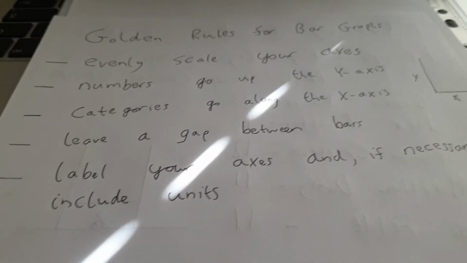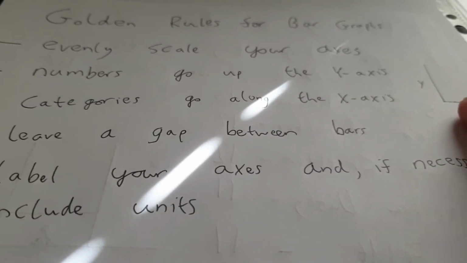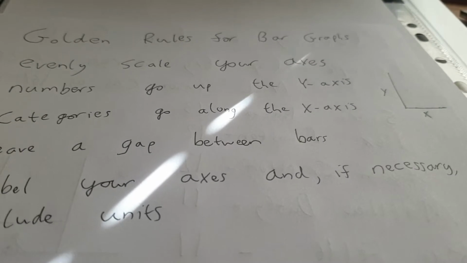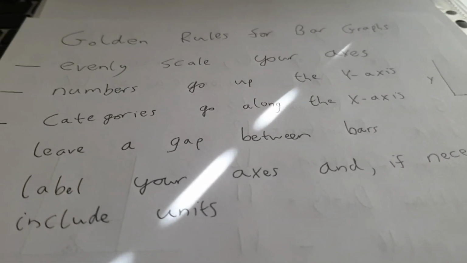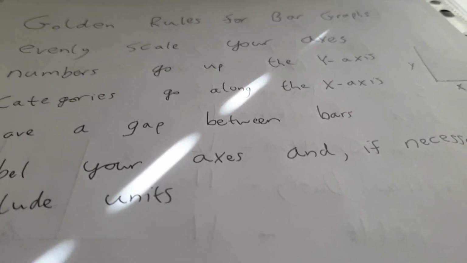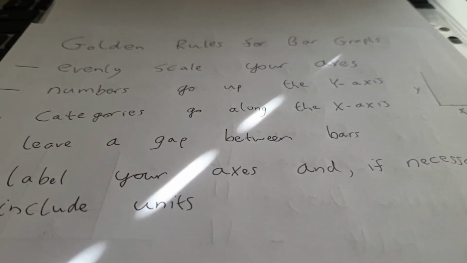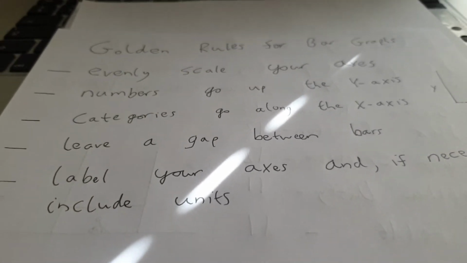You always need to make sure that your categories are going along the x-axis, so the one that goes horizontally, and your numbers are going up the y-axis. I remember it as y to the sky. You want to evenly scale any numbers going along your axis, especially the y-axis where the numbers are. So every division has to be worth the same amount, usually, so make sure you're doing that.